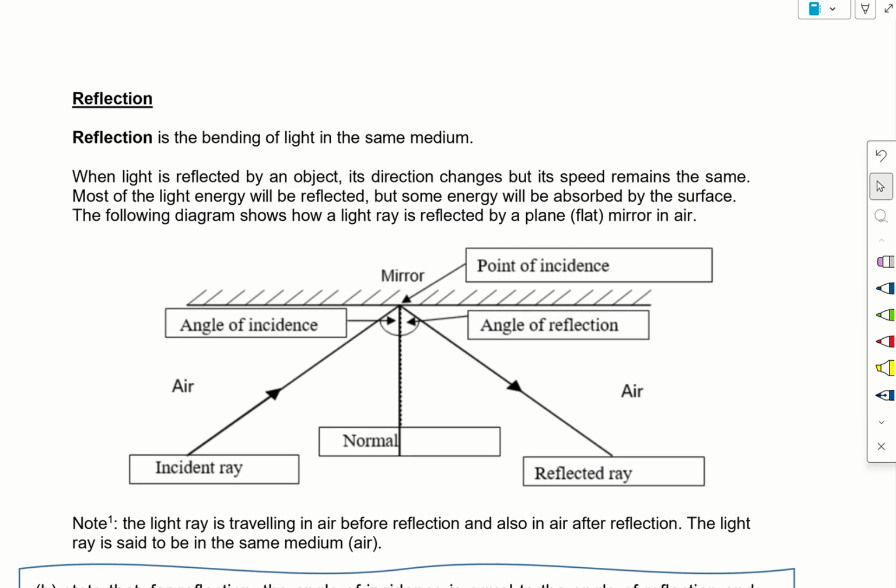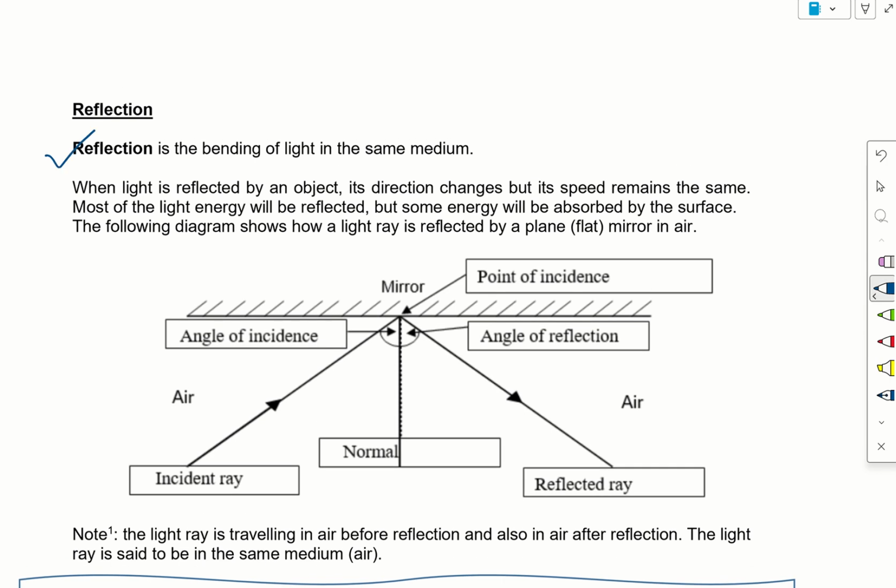Okay, what is reflection? It is the bending of light in the same medium. When light is reflected by an object, its direction changes, but the speed remains the same. Most of the light energy will be reflected, but some energy will be absorbed by the surface.